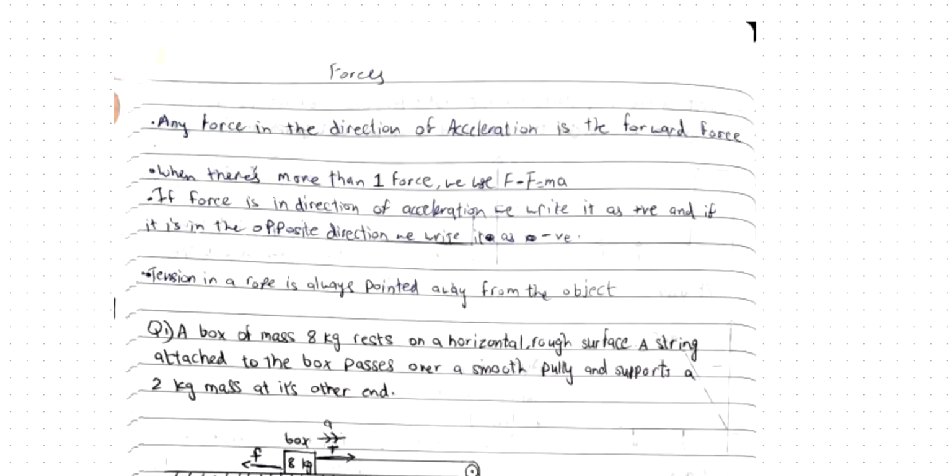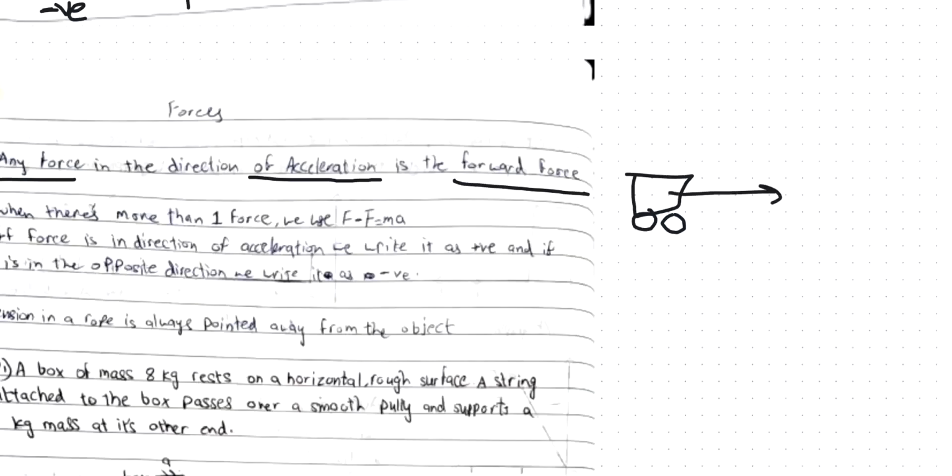So any force in the direction of acceleration is called the forward force. If I have a car that is moving this way, then the acceleration is towards the right. So if my force is pointing towards the right, that force will be known as the forward force. But if I had a resistive force, say there was resistance between the tires and there was a backward force, then this force would be my resistive force.